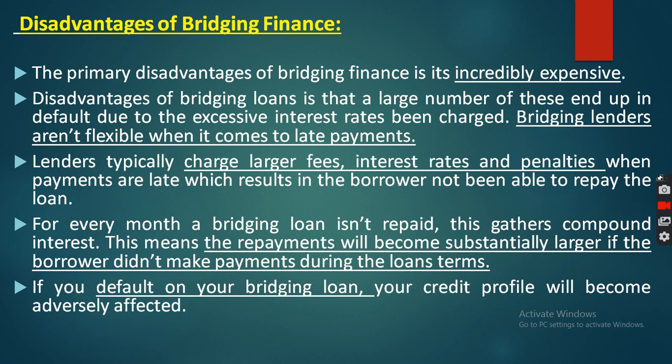So sometimes, if you have taken a loan and you make a late payment, bridging lenders have to take strict actions against you. Sometimes you have to pay fines and penalties, clear. Lenders typically charge larger fees, a high interest rate, and penalties when payments are late. As a borrower, if you have taken a bridge loan from the lenders or bank and you pay late, then you have to pay high fees, interest rate, penalties and fines, which results in the borrower not being able to repay the loan. So sometimes bridging lenders are not flexible enough, clear.